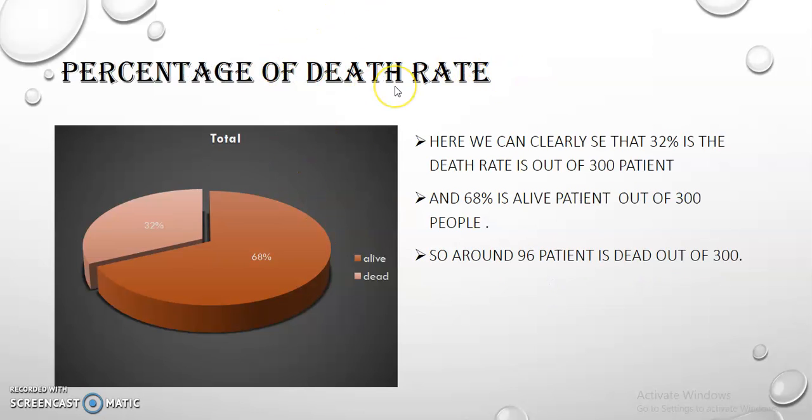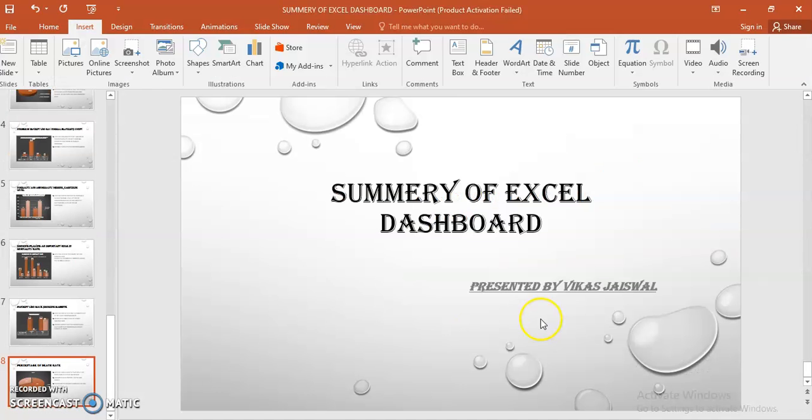Percentage of death rate: this is the analysis of the percentage of death rate. We can clearly see that our death rate is around 32%. Out of 300 people, 32% are already dead, and 68% are still alive in my data. So this was my analysis part, and after that I'll show you what I have found as a result.